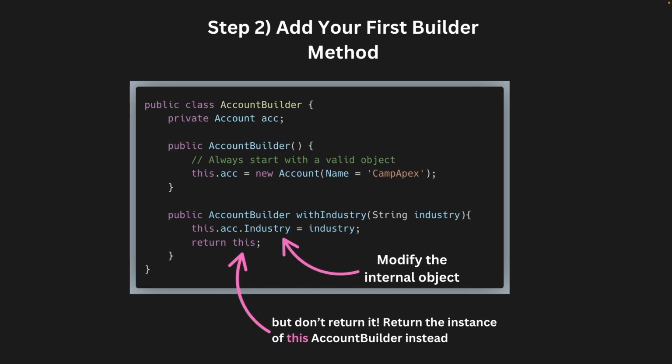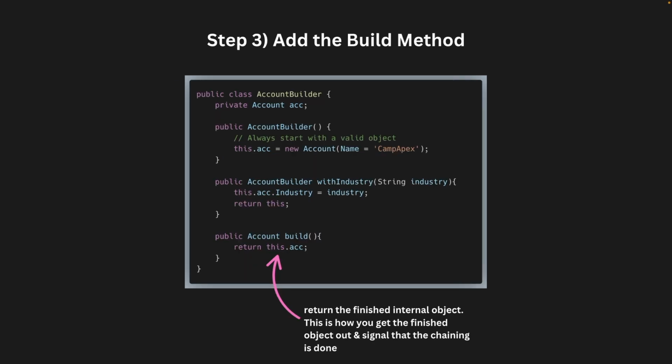Step 2, we'll add our first builder method to the builder. So in this example, we created a new method called withIndustry. We'll pass in the industry, and the method will set the industry field on that local account record based on the parameter that was passed in. But instead of returning that local SObject, what we're going to do instead is return this instance of the account builder. And this is what allows us to chain these methods together because we're always returning back an instance of the class.